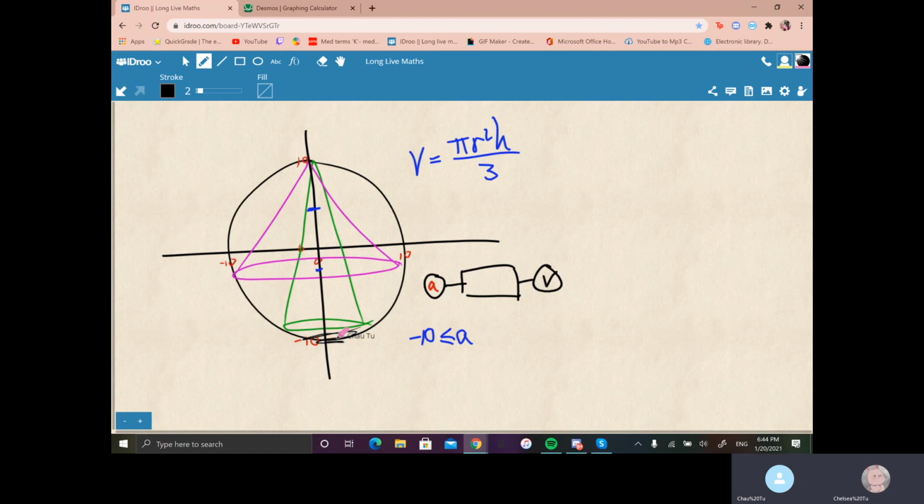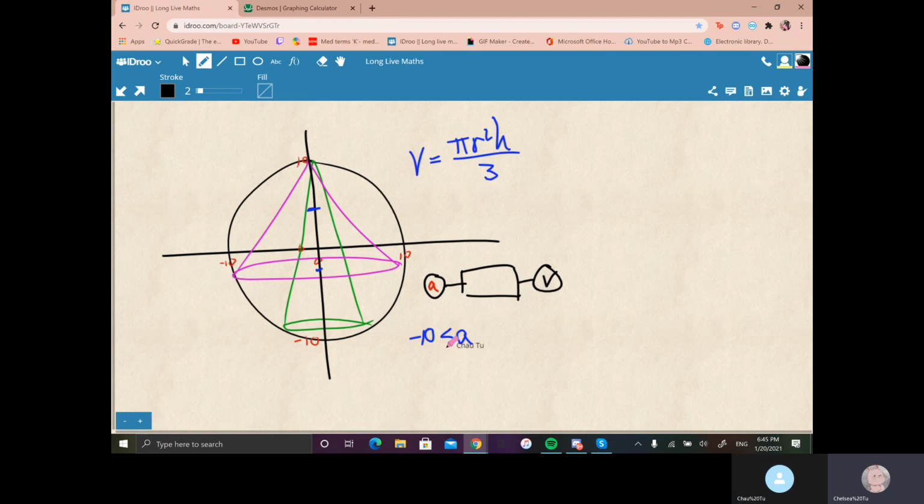Suppose you're slightly above negative 10, Chelsea, slightly above. So you're going to have a really thin cone. You see that? When you're dead on 10, there is no width to your cone. There is no base, so if there's no base, there can be no cone. So it's pointless having a negative 10. A can only be greater than -10.